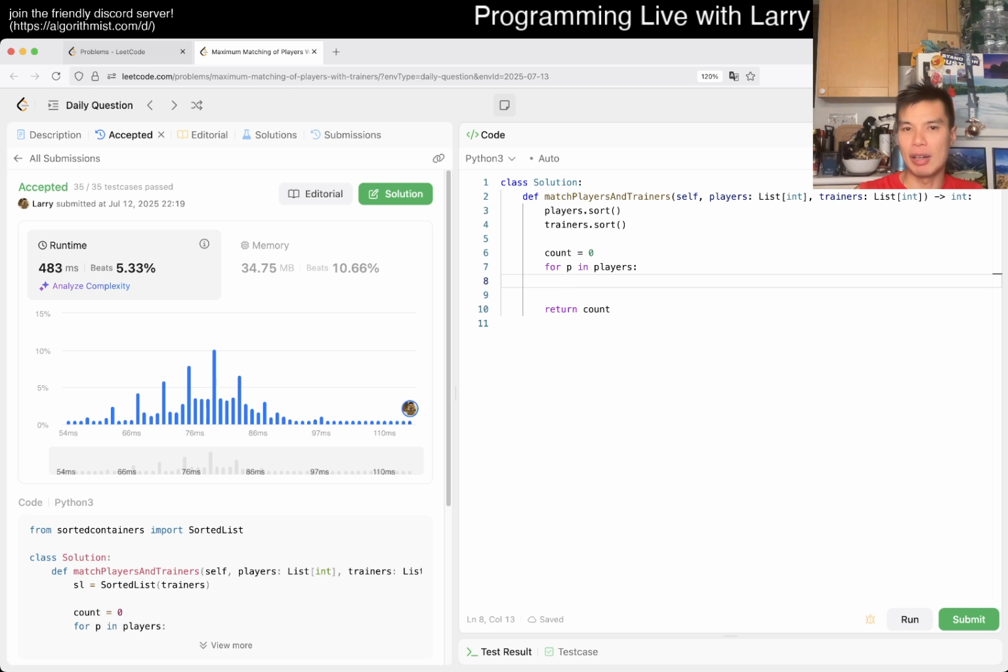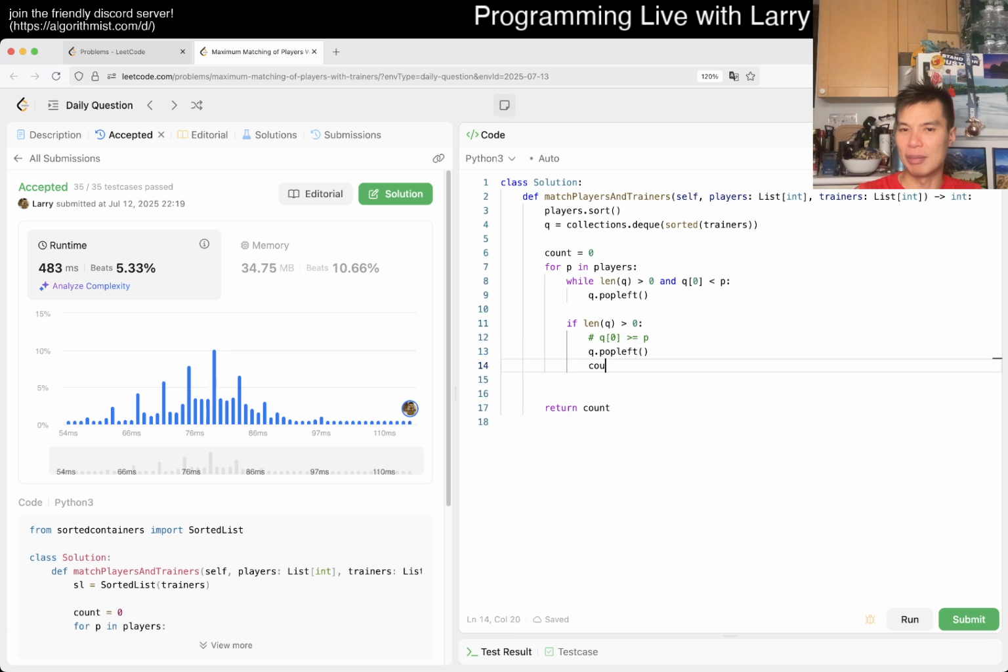Yeah. So that means that, okay, maybe the way that you can also write it cleaner, I don't know if it's cleaner, but just put it in a queue, because I like queues. So now while length Q is greater than 0 and Q of 0 is less than P, then Q dot pop left. Otherwise, if length Q is greater than 0, then the invariant is that Q length is this, and then we have Q dot left, and then count increment by 1, and that is good, right?